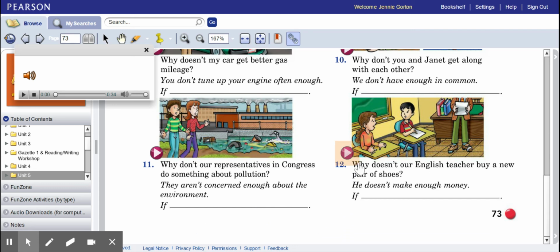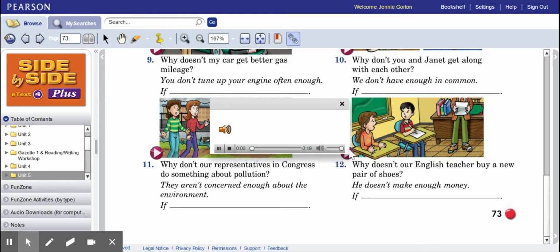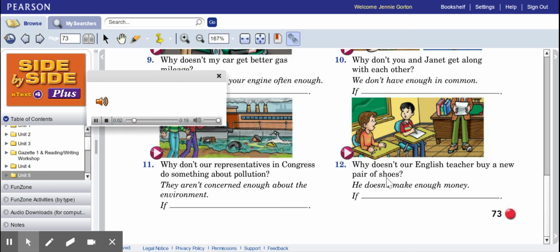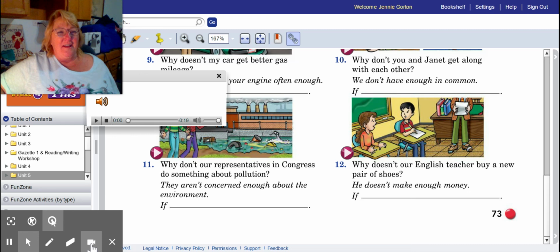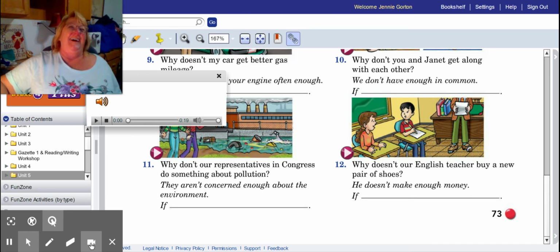Very good. And finally, why doesn't our English teacher buy a new pair of shoes? He doesn't make enough money. If he made more money, he'd buy a new pair of shoes. Well, I don't need a new pair of shoes because guess what? We're in quarantine and I don't need any shoes.